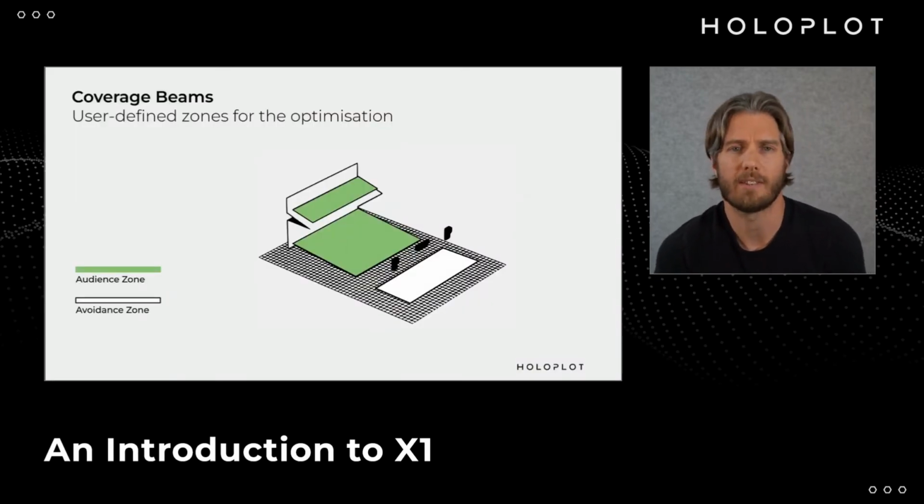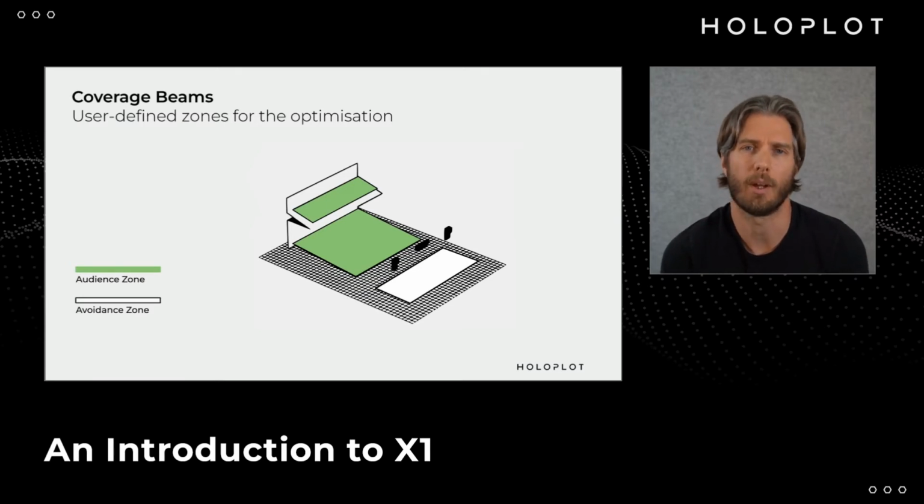So then how do we set this up? And why do we set it up like this? So we have 2 types of zones here that we've created. So we have an audience zone. This is obviously the zone that you want all of your energy to be focused on. This is where you want the even coverage right across those audience zones, and you want that spectral uniformity as well. So you want that constant frequency response across that area.